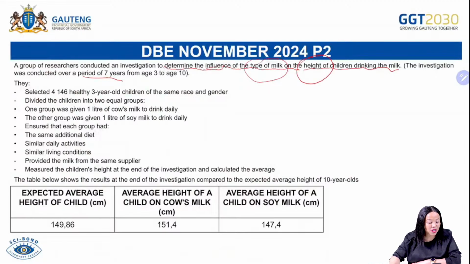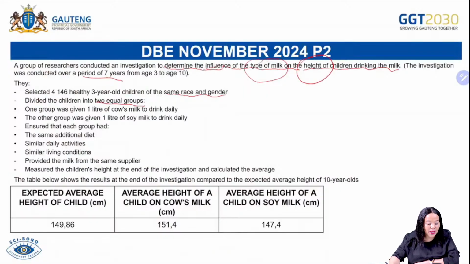They selected 4,146 healthy 3-year-old children of the same race and gender. Remember, we said that the minute you see same, that's when we are talking about the control variables. And the control variables, they are the ones that are ensuring that the investigation is valid. Divide the children into 2 equal groups. Do not make a mistake when they ask you about reliability. We normally say, look at the sample size, but the minute the sample size is divided into groups, you need to consider that when it comes to answering a question on reliability.